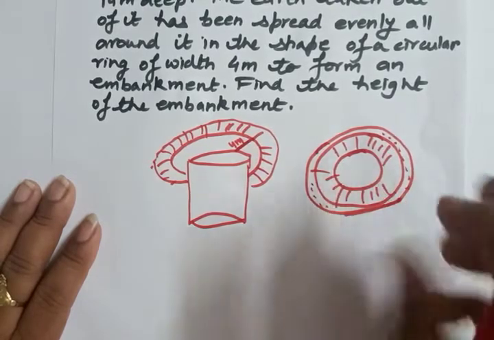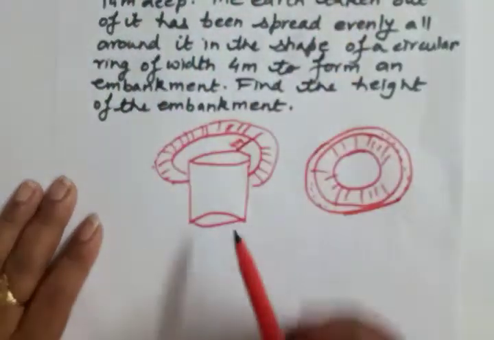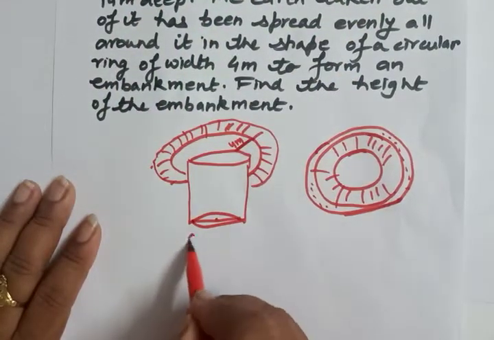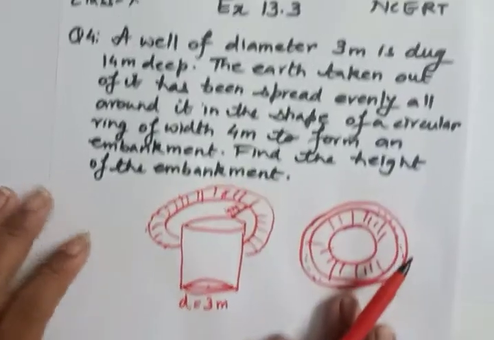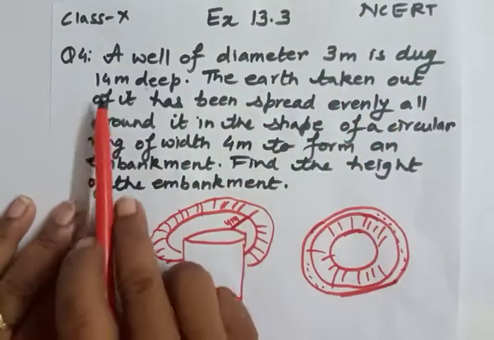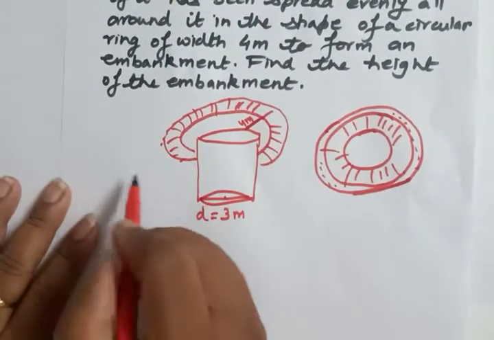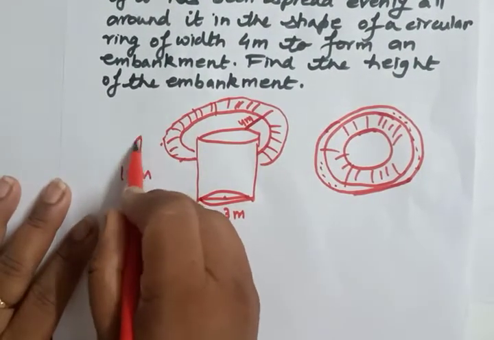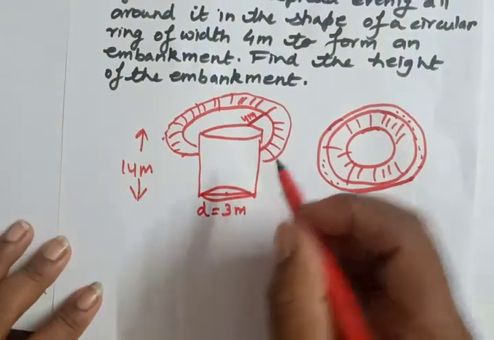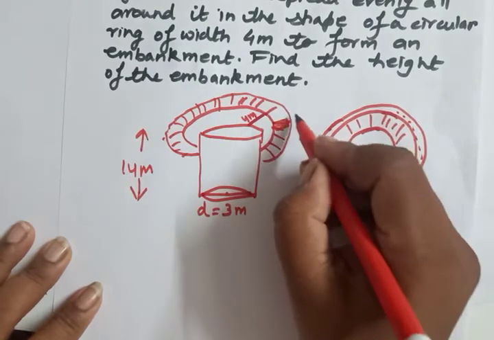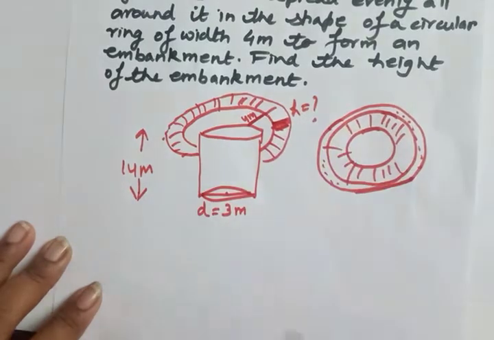This is the view from the top. Now, a well of diameter 3 meter, so the diameter D is equal to 3 meters. And it is dug 14 meter deep. Deep means the 14 meter is the height. So this is the height of the well. Now we need to find out this height, the height of the embankment.